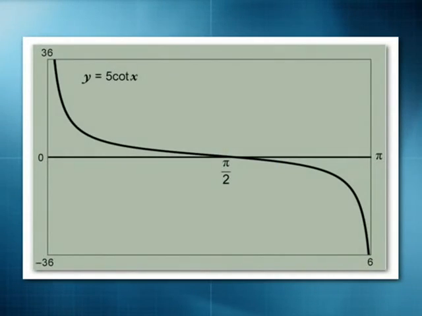Here's a picture of 5 cotangent x. It's on the interval 0 to pi, and notice that at pi over 2 it crosses the x-axis, because at that point the plane is exactly overhead. And notice the shape of this curve. It looks like our old friend, the cotangent function, doesn't it? Except it's got a 5 in front. Okay. I think we're at a point where we're comfortable with graphing trigonometric functions.